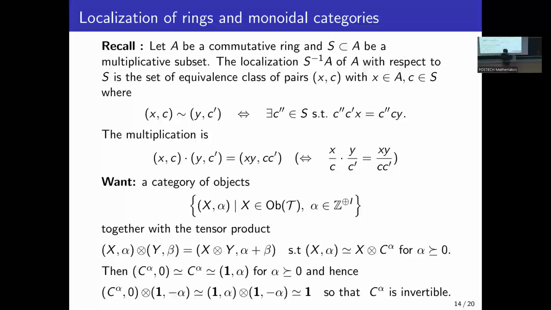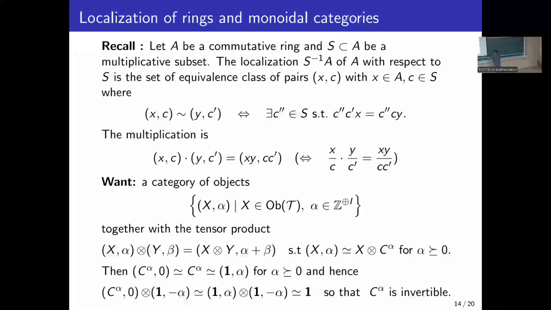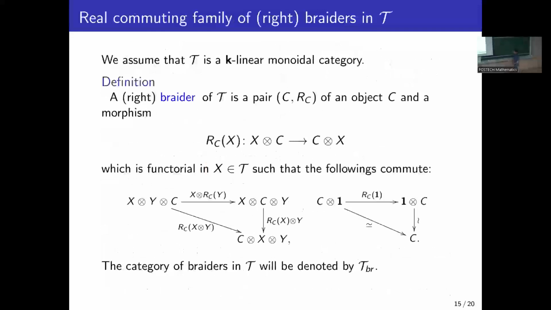So now we can consider this object, here minus alpha. Up to now we don't have C to the minus alpha in our category yet. But if you formally consider this element here, then the tensor product by this rule becomes the monoidal unit, right? So you can invert the object. So this is the basic strategy.